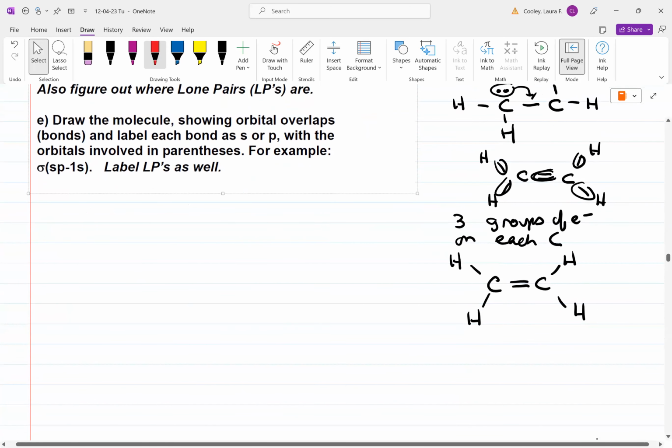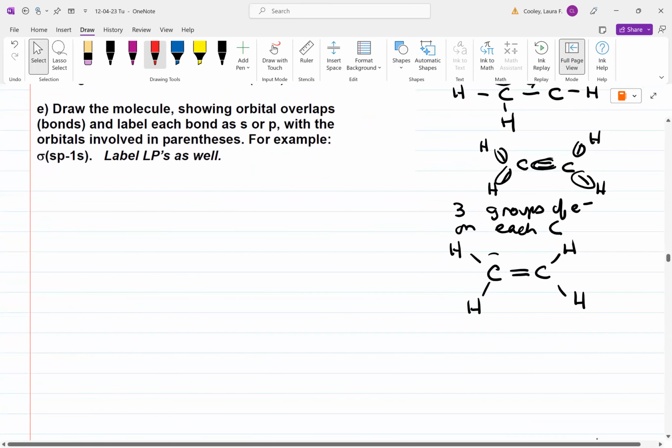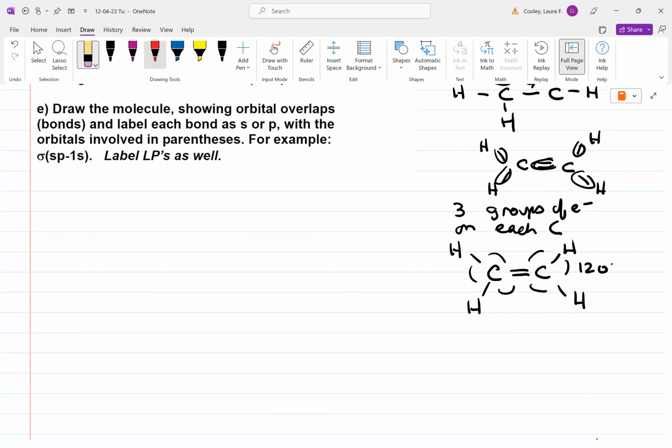All right, so we know because there are 3 groups that this is going to be a 120-degree angle, right? But we also know that we will need 3 equivalent hybrid orbitals.